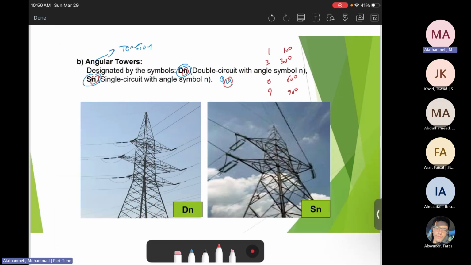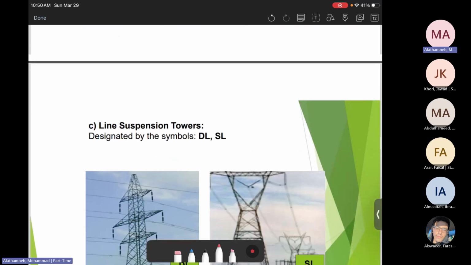So again, for example, if this angle is 9 degrees, and this is a single circuit, it will be S9. This is a double circuit with an angle of, I would say, maybe 30 degrees. So this can be D3. And it is 132 kilovolts, so there is no other number on it.